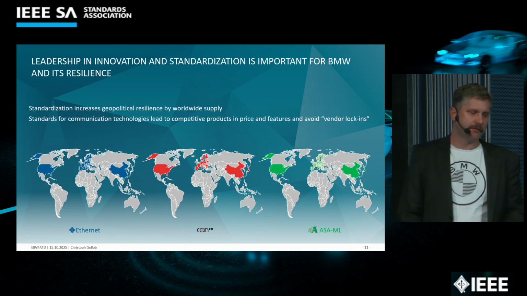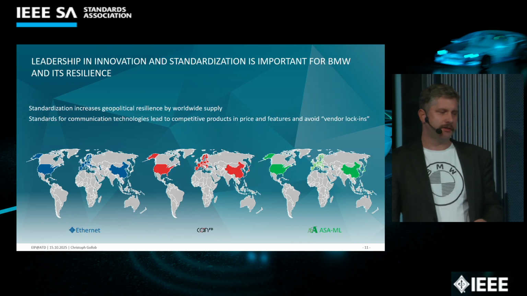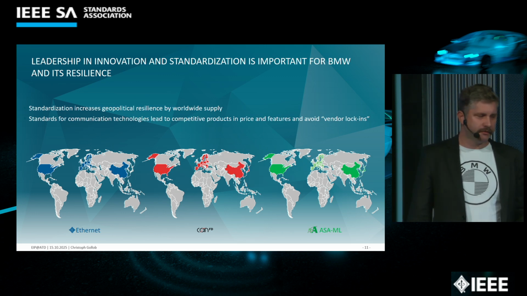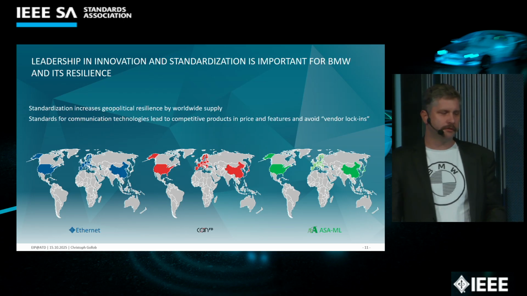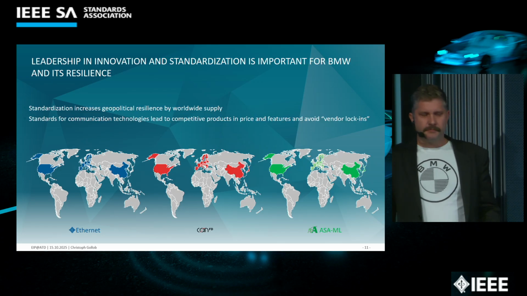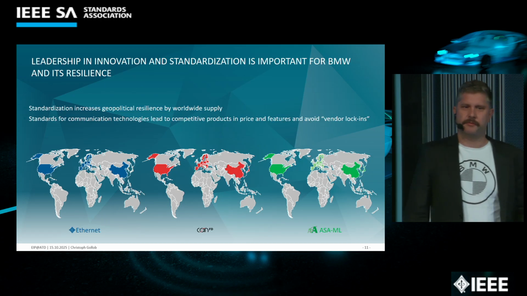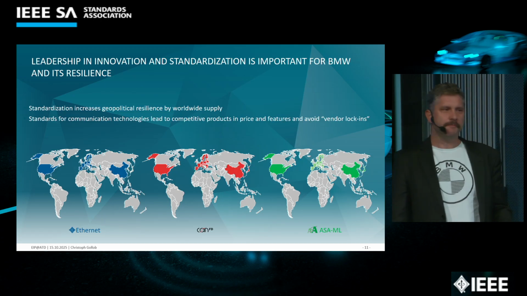And what else? Why do we want standards? Standards increase our geopolitical resilience by having a worldwide supply. You can buy Ethernet components from American companies, you can buy Ethernet components from European-based companies, and you can buy Ethernet components from Asian-based companies. And it's the same for CAN, and it's the same for ASA Motion Link already. It's not a BMW presentation without mentioning ASA.